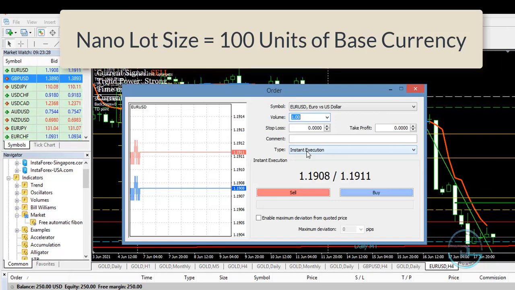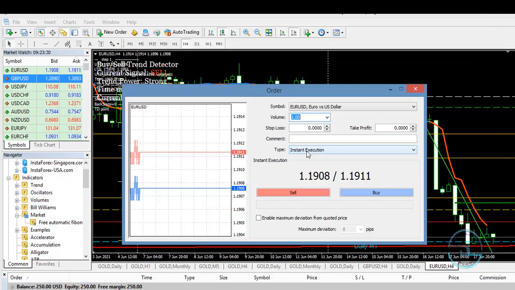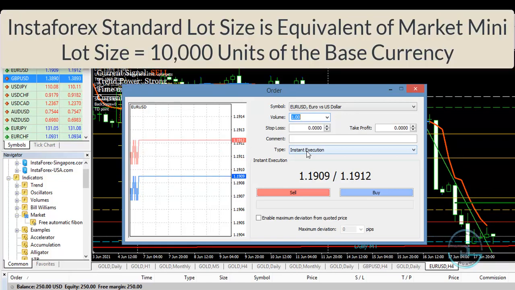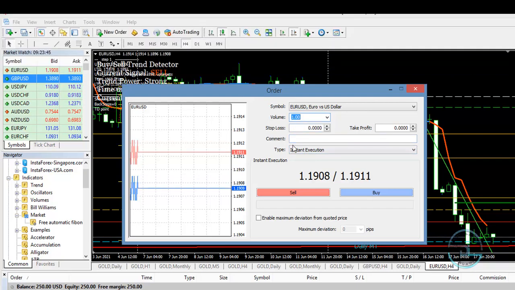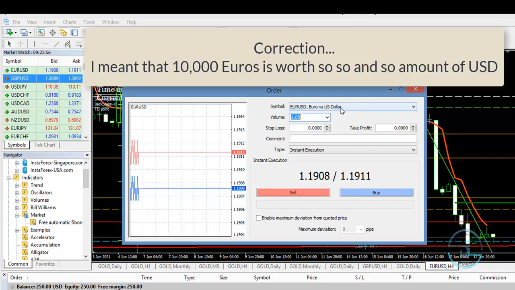So InstaForex chose to operate from the mini lot size. So the InstaForex standard is equivalent of market mini lot size, which is 10,000 units. So this 1.0 here now on InstaForex is equivalent of 10,000 units. So for the pair Euro USD, you are now saying 10,000 units of Euro USD will be equivalent of so and so amount of GBP USD.